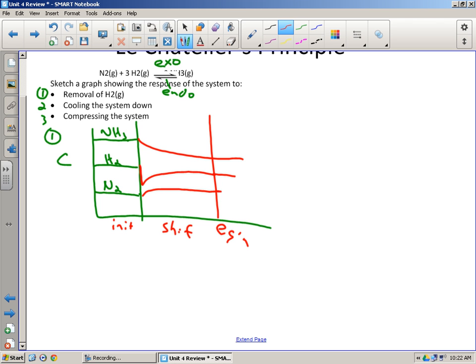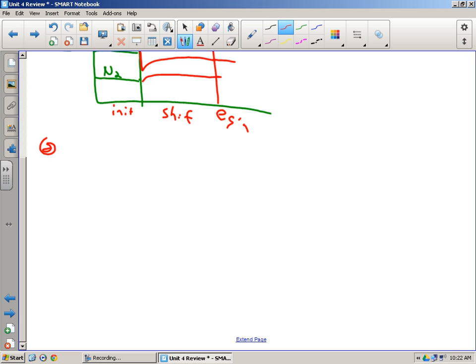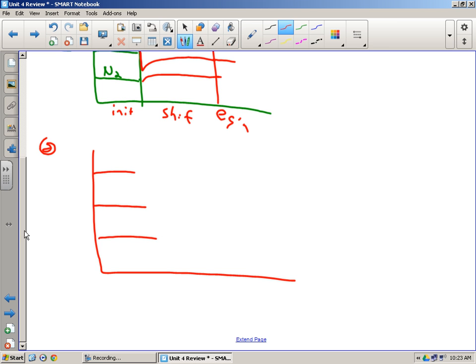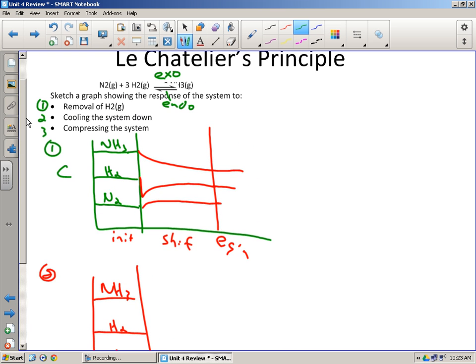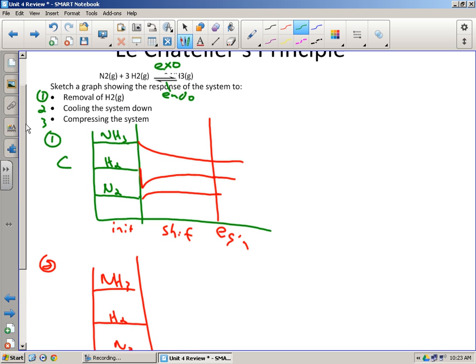Okay, cooling the system down. Number 2, same thing. Let me start with, get rid of that a little bit there. Okay, there's your initial part here. What did I say? N2, H2, NH3. And once again, if I cool the system down, so if I cool it down, it tries to heat back up.